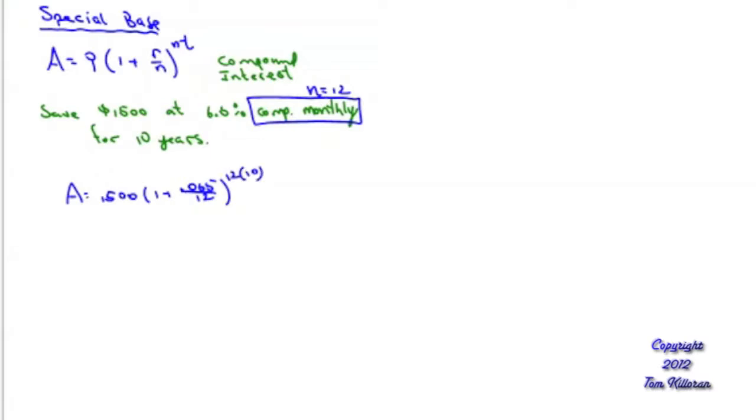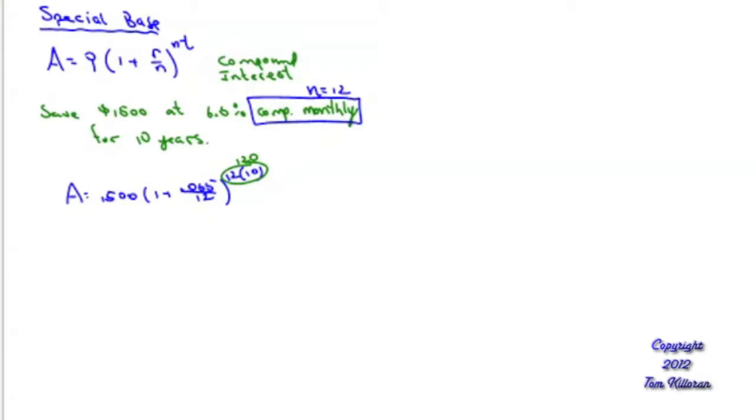Now for your calculator people out there, you really do need to multiply the 10 times 12 first. Because when you do the exponent, if you leave them separate, it'll actually give you the wrong answer. So make sure you multiply these two together first. It's 120. Type it in your calculator, get an answer.